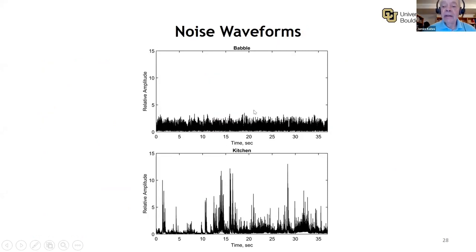To give you an idea of how different types of noise vary, here is the envelope over time for the babble that we used. Here's the envelope over time for the kitchen noise. We can see that the babble is much more stationary than the kitchen.